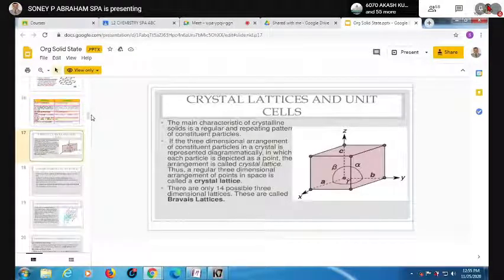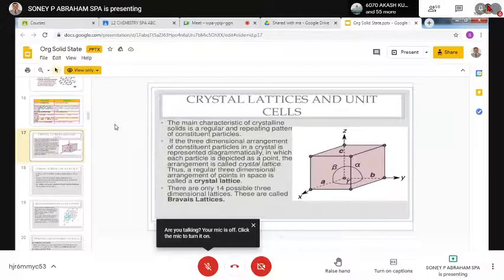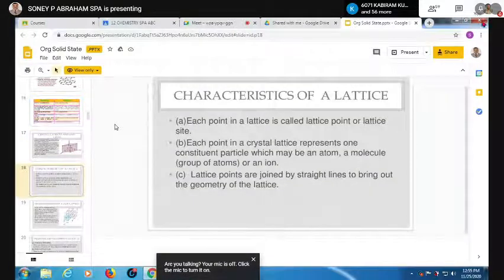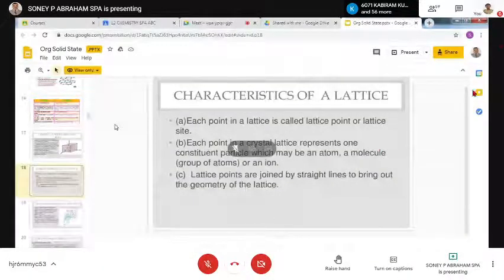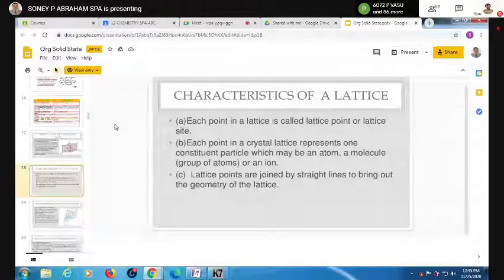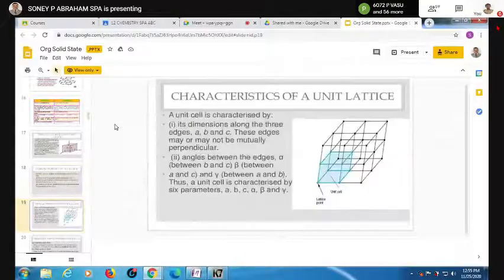What is a unit cell actually? It is the smallest repeating unit of a crystal lattice. The smallest unit of a crystal, when it repeats itself in 3D, generates the entire crystal.